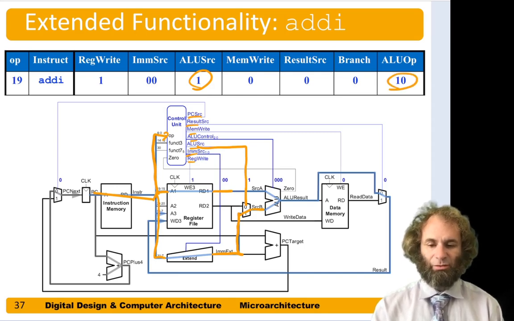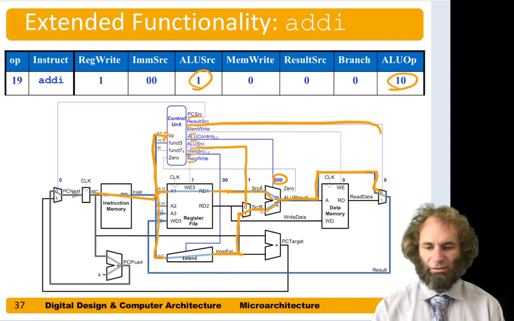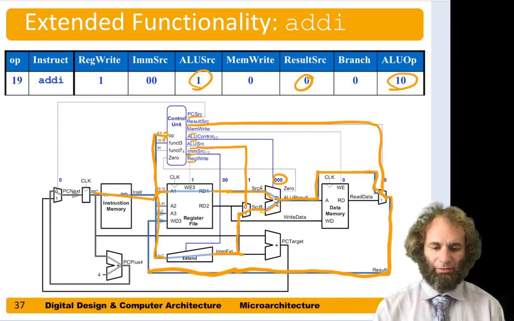ALU op is 1, 0, meaning we should look at the instruction, and the instruction is an add, so we make ALU control 0, 0, 0 in that ALU decoder, and we do the register file plus the immediate. Result comes out here. Result source is 0, so we choose our result from the ALU. Bring that result back around to the right data port of the register file. Reg write is 1, so we write our answer back to the register file.